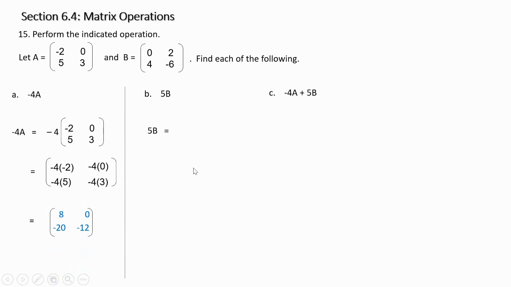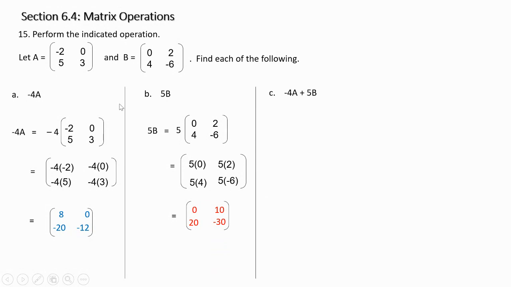Now let's do 5b. So again, this is the work, so you guys can see what's taking place, but you can go straight from here to the answer. 5 times 0 is 0. 5 times 2 is 10. 5 times 4 is 20. 5 times negative 6 is negative 30.